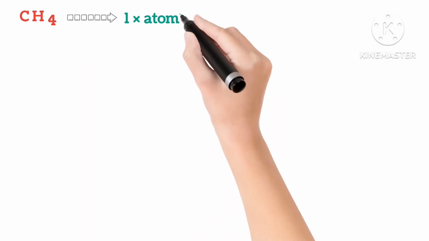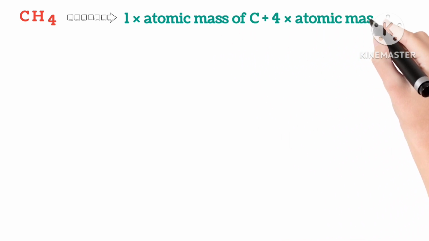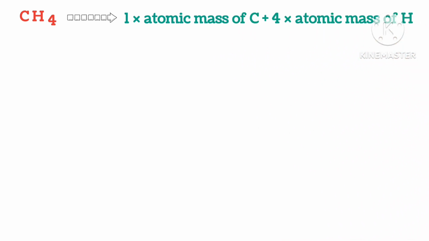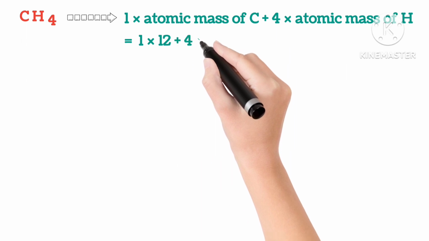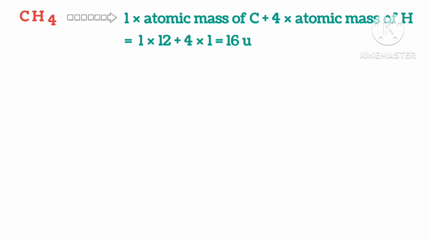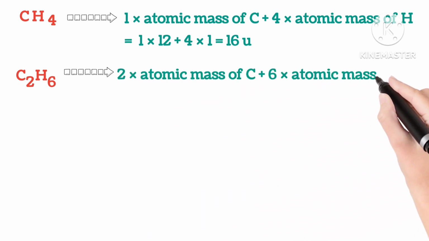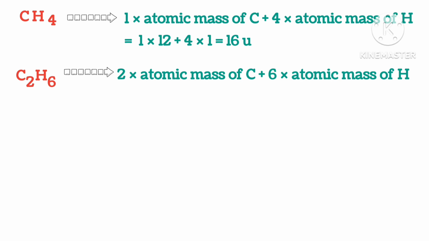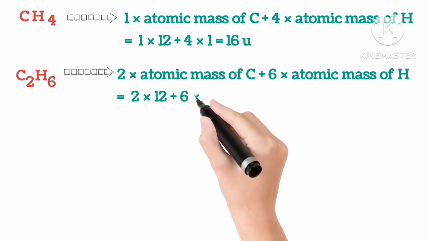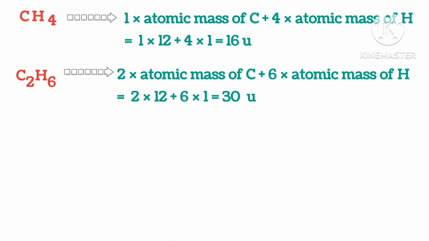CH4, methane: 1 into atomic mass of C plus 4 into atomic mass of H. Putting the values, we get 16 units. Similarly for C2H6, 2 into atomic mass of C plus 6 into atomic mass of H. That will be 2 into 12 plus 6 into 1, that is 30 units.